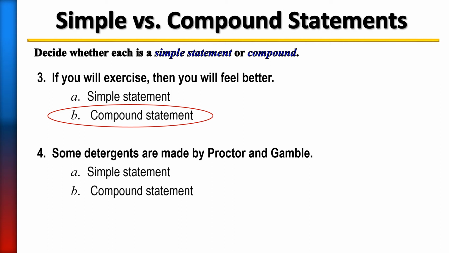Number 4, some detergents are made by Procter & Gamble. Simple or compound? Now this is a simple statement, even though you may think of it as compound because it has the and in it. But that is part of a whole name, Procter & Gamble, the name of that brand. The and is not used as a connector. It is part of the product name.